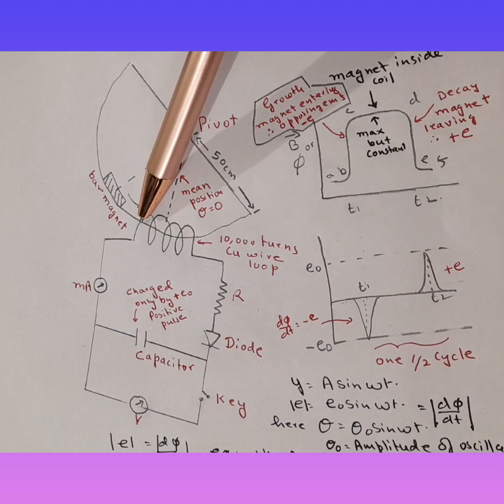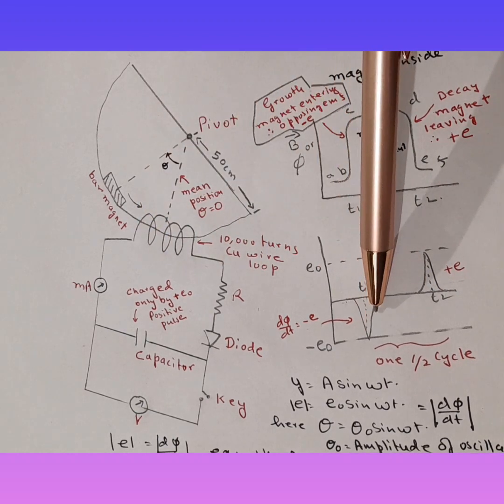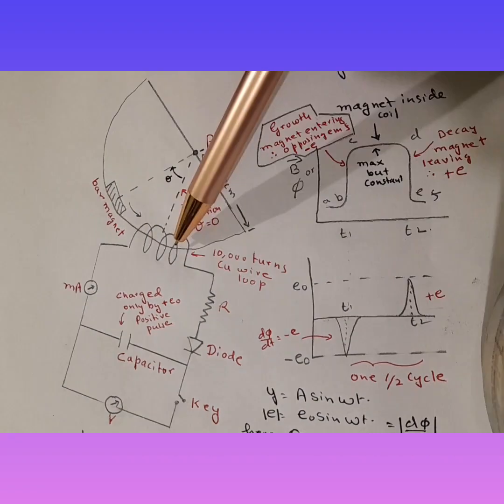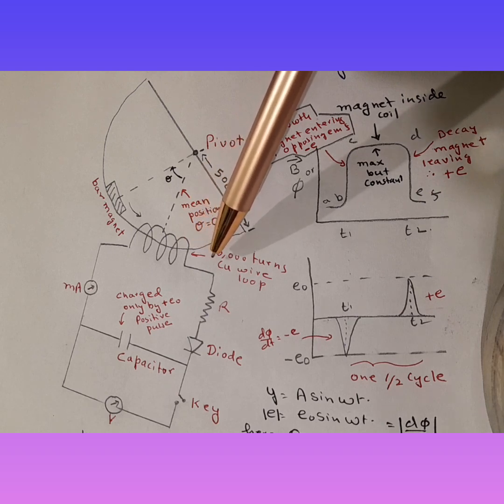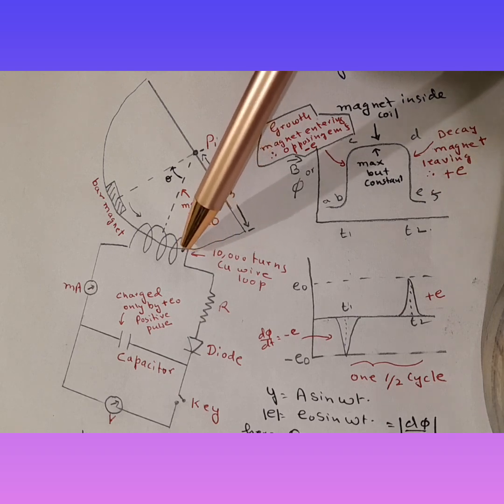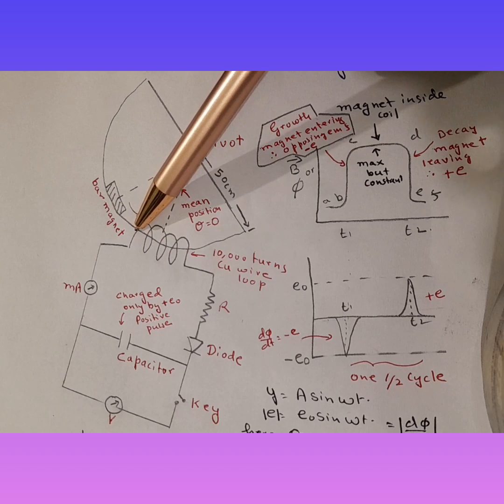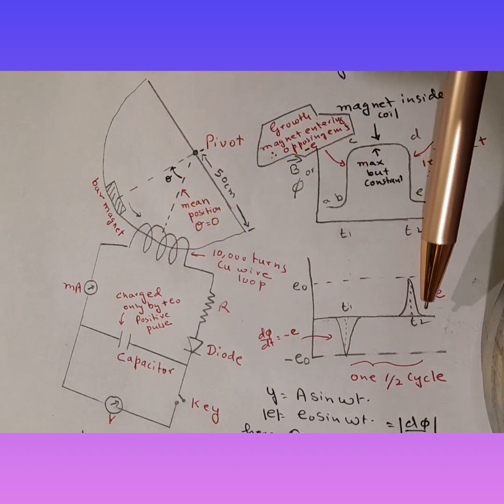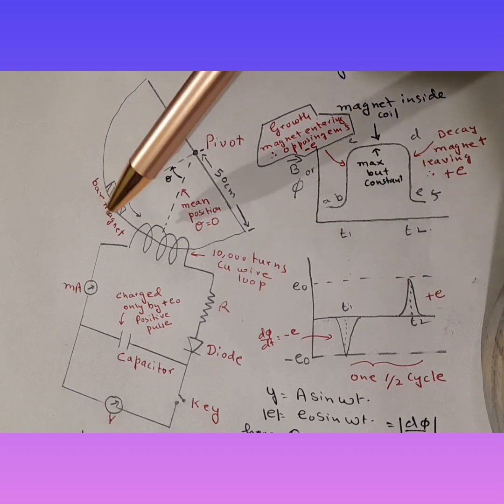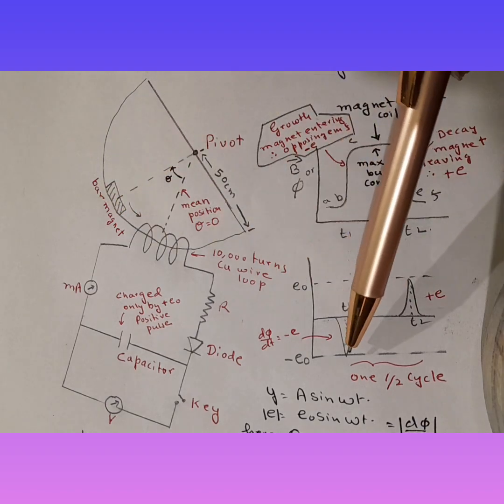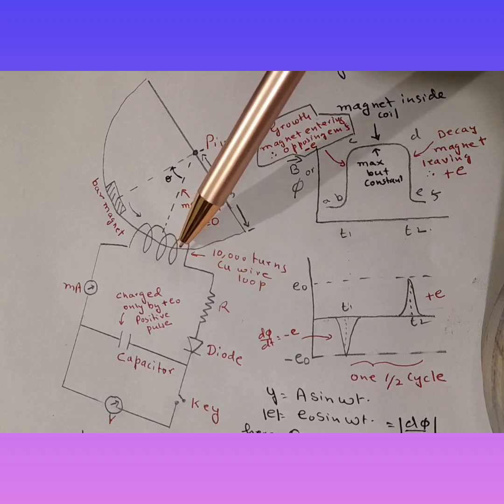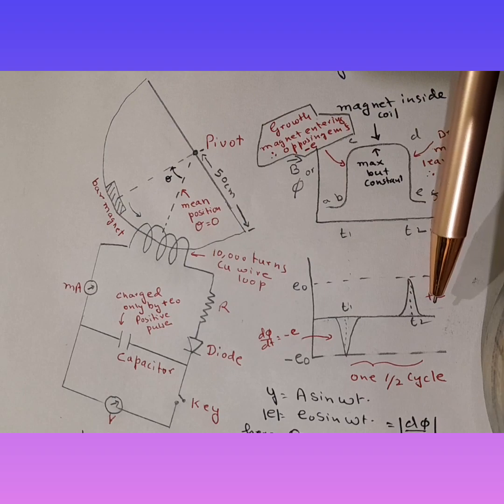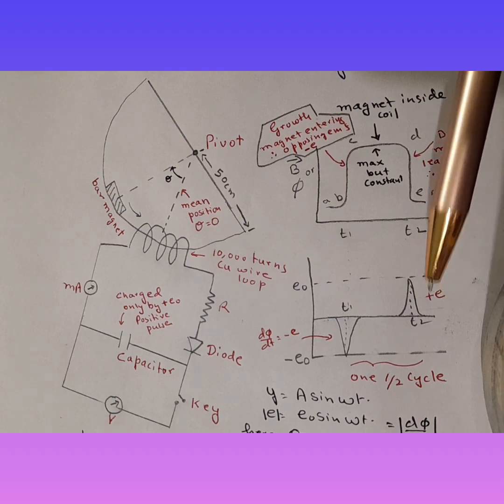So at time t1 while entering, it is negative EMF which is generated, and at time t2 this magnet is quitting the coil. While it is quitting the coil, the process is reversed, so it is positive EMF which is generated. So while it was entering, negative EMF was generated, and while it is coming out of the coil, positive EMF is generated.